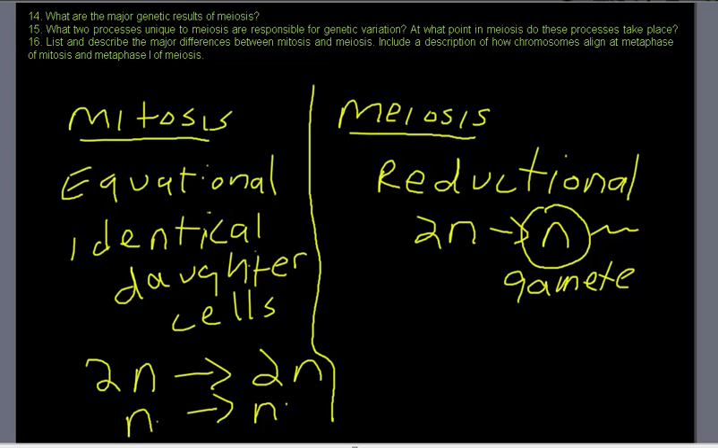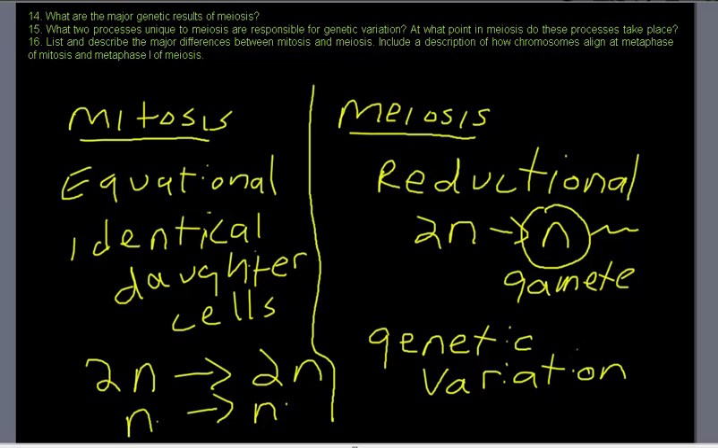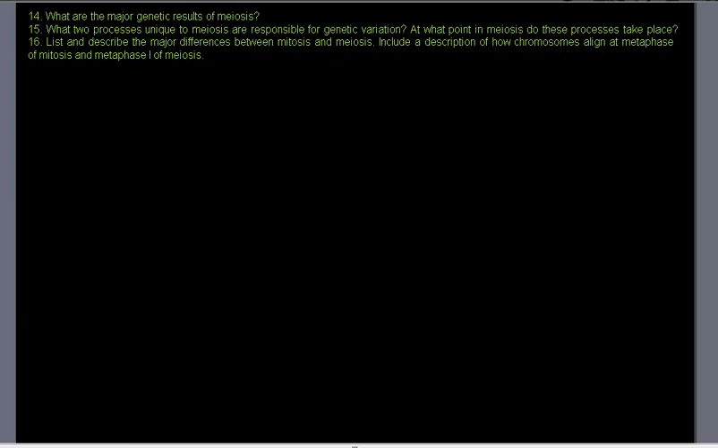It also, the daughter cells are different, so there's genetic variation. Because of the way chromosomes line up, half the chromosomes go to one cell, half the chromosomes go to the other cell, and which ones go to which cell is different every time you do meiosis. So you generate a lot of genetic variation. I'm sure there's more, but those are the only ones I care about. Meiosis reduces the number of chromosomes, and it generates a lot of genetic variation. How does it do that? Metaphase 1.